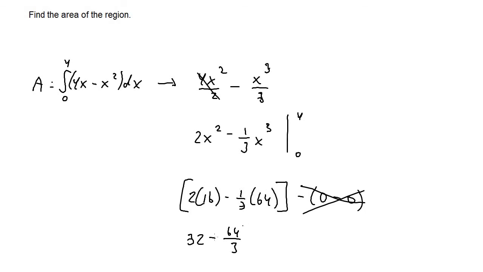So then we can simplify this to just make one whole fraction. I can rewrite 32 as 96 over 3. So 96 over 3 minus 64 over 3 is going to give us exactly 32 over 3. And that's the final answer.